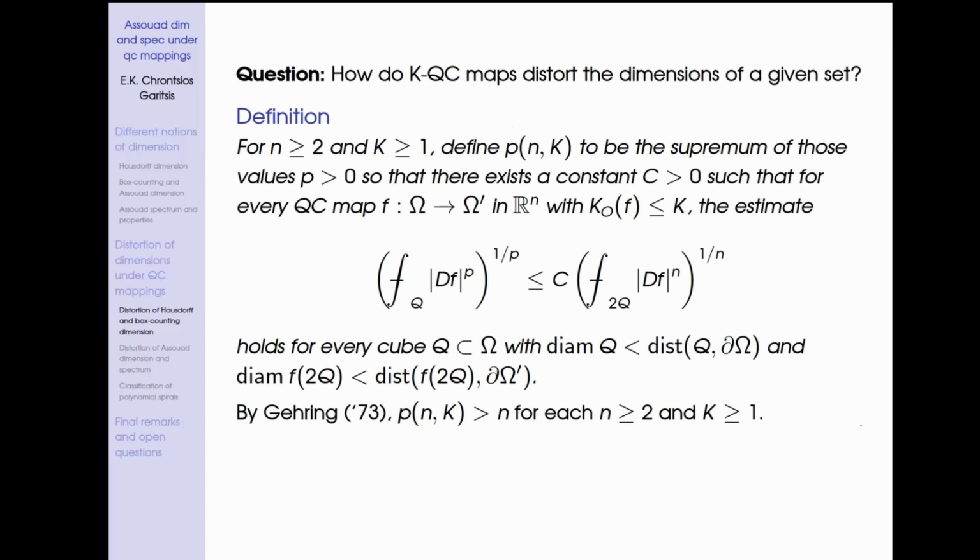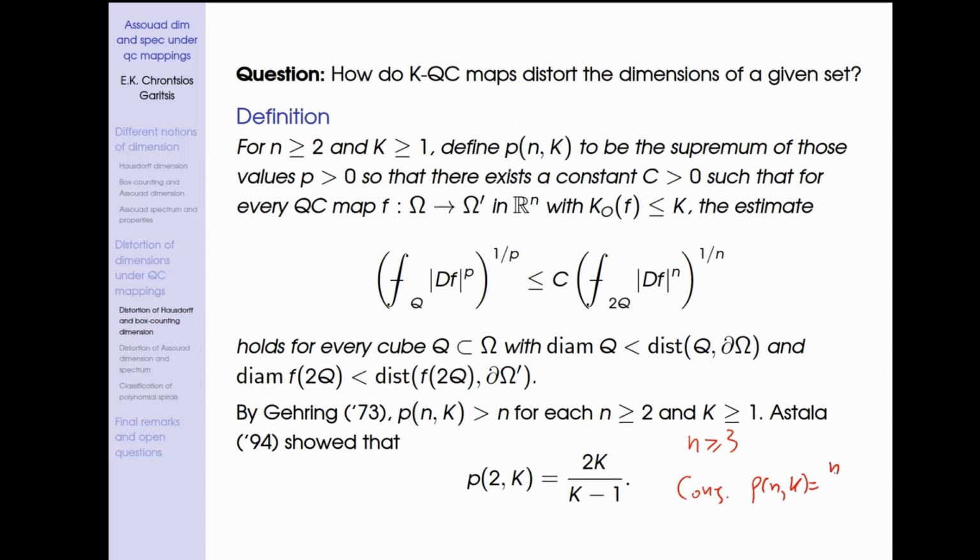Gehring in 73 showed that this is greater than n for each n greater or equal to 2 and for each k greater or equal to 1. Astala gave a formula for this exponent in the case of n equals 2, namely it's equal to 2k over k minus 1. For dimensions greater or equal to 3, this exponent remains conjectural. People believe it to be equal to nk over k minus 1, but it has not been proved yet.